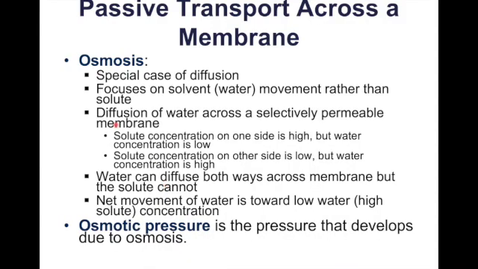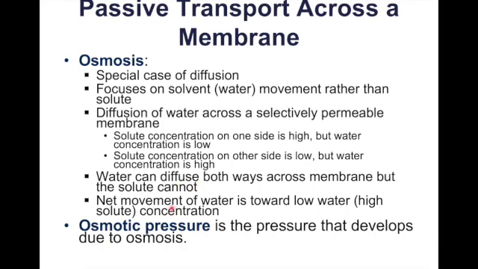And so water is going to move across that selectively permeable membrane, and it's going to move to where there's more solute. So the solute concentration on one side is high, which means the water concentration is low. And then vice versa on the other side. If the solute concentration is low, water concentration is high. So water is going to move both ways, but the solute can't move.